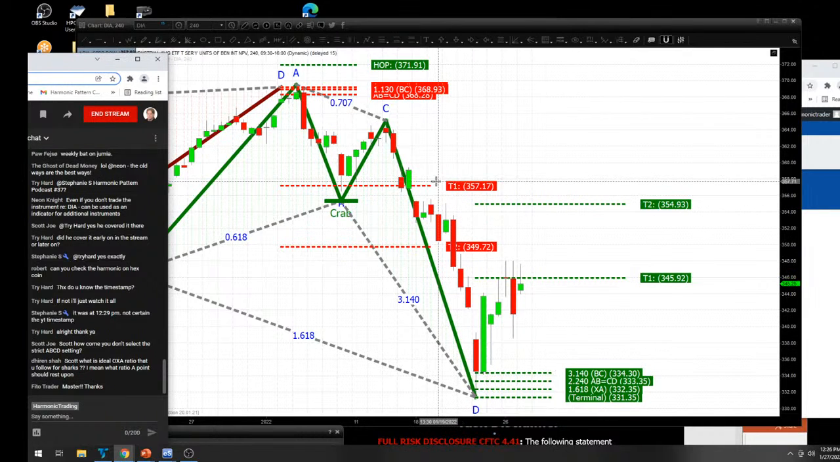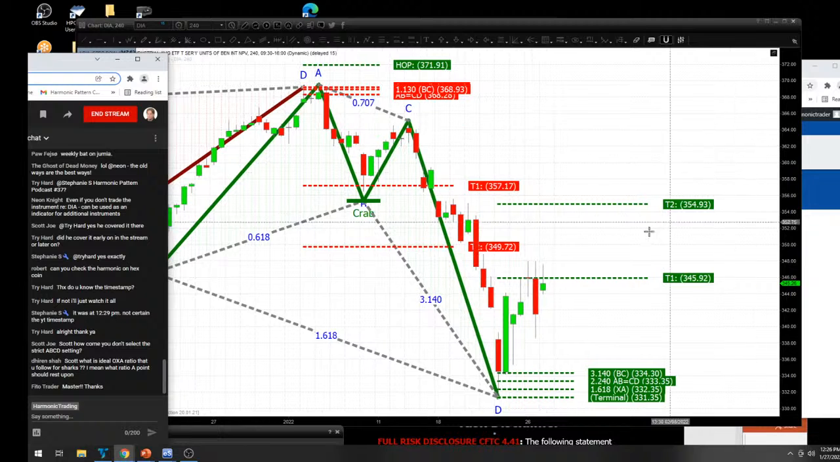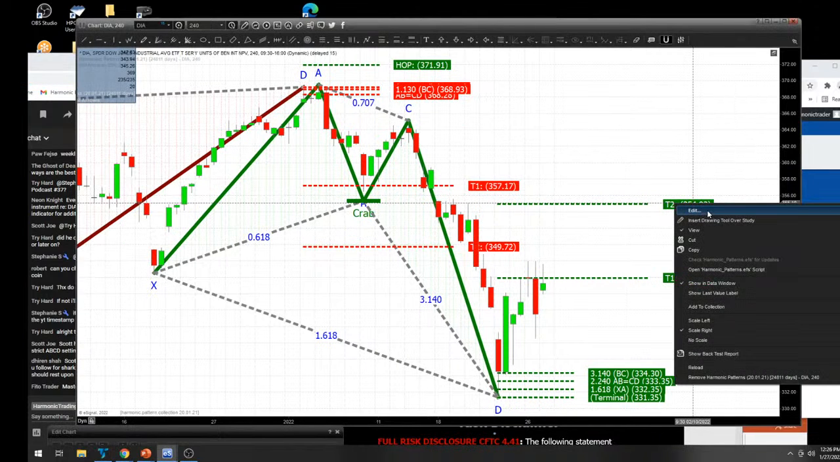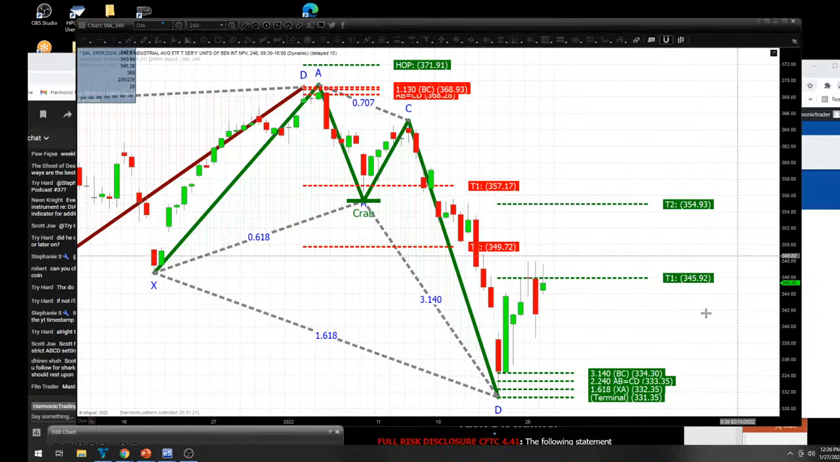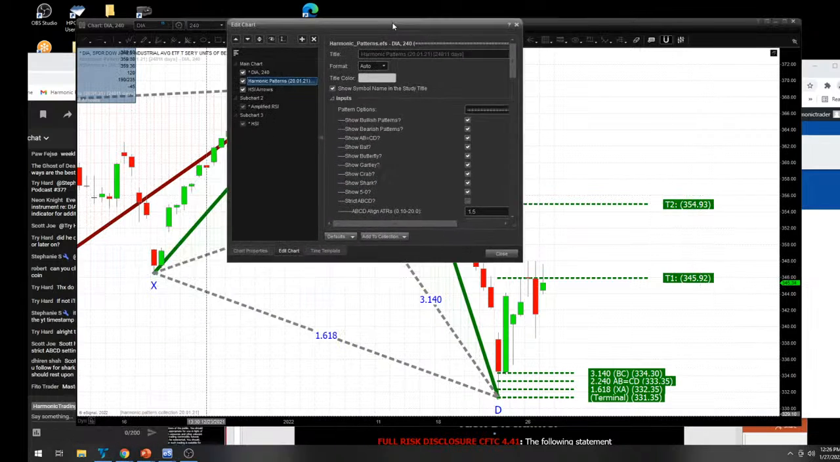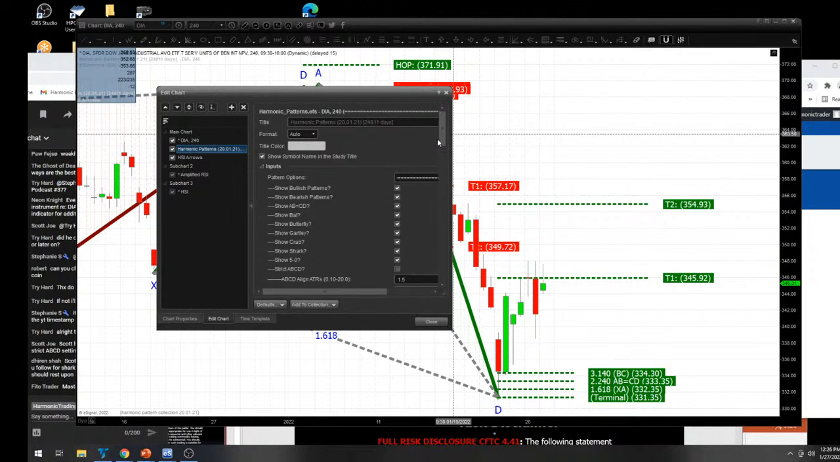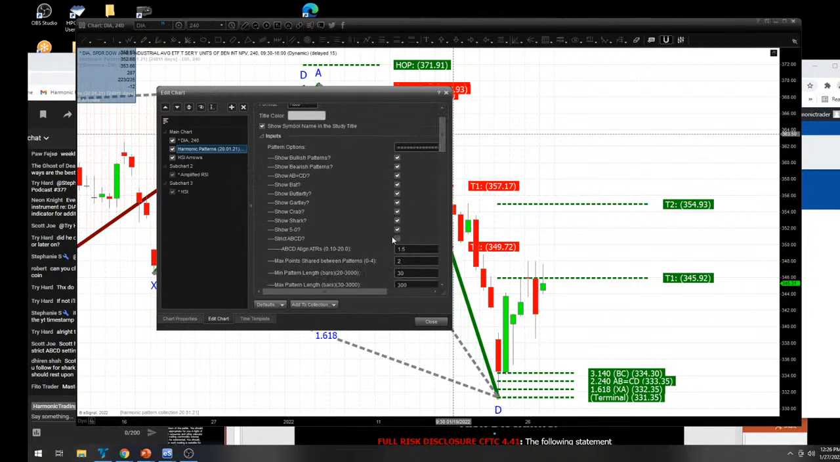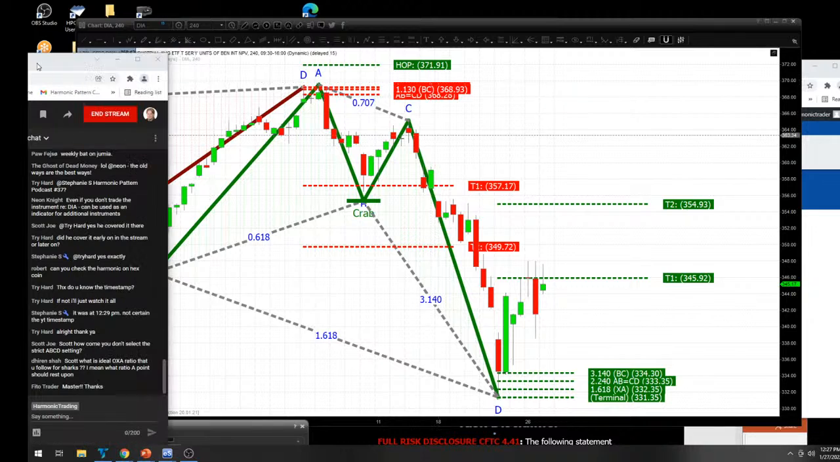How come I don't select the strict ABCD setting? You can. There was a comment about the pattern settings. This is mostly for the pro version. The TradingView version already takes care of this, but yeah, I can have it selected, the strict ABCD. What does that mean? Well, that would set specific tolerances to only show those ABCDs that fit exactly within plus or minus 3% in most cases. But it's selected, so bang, there you go.